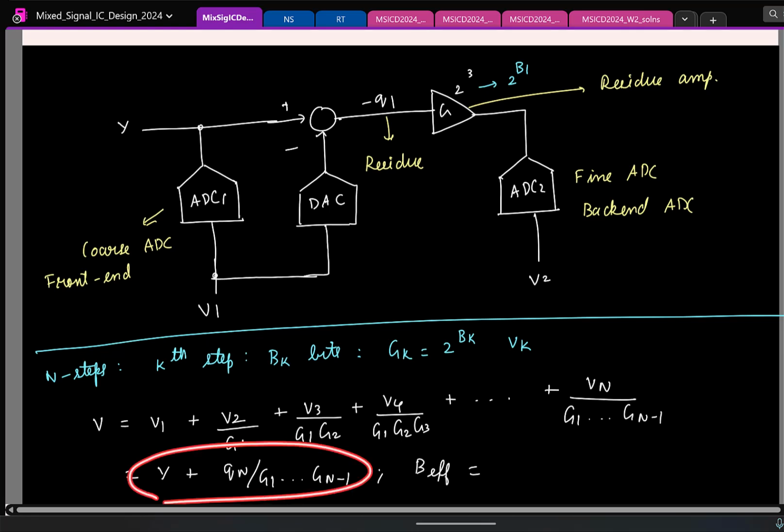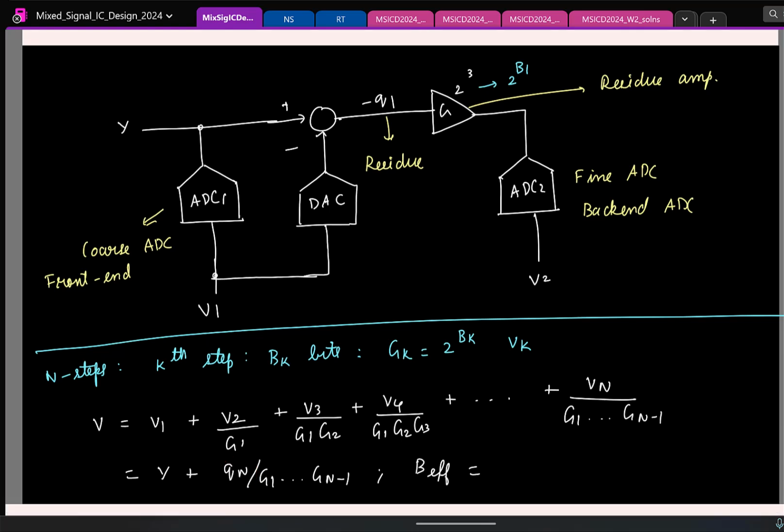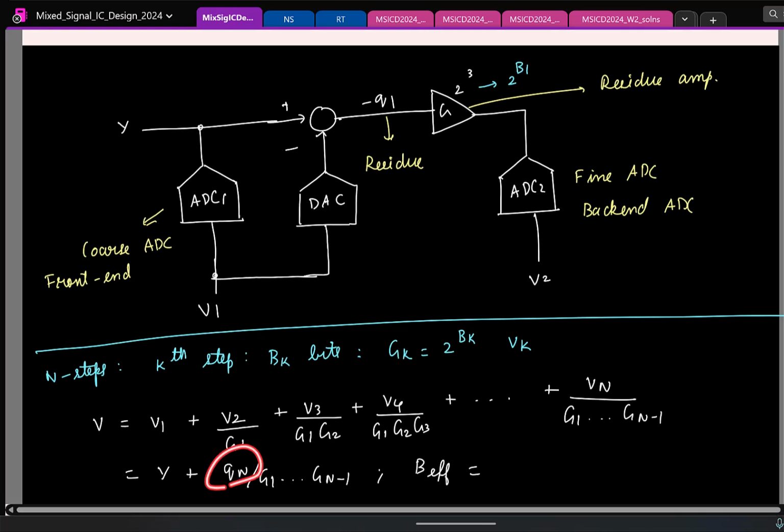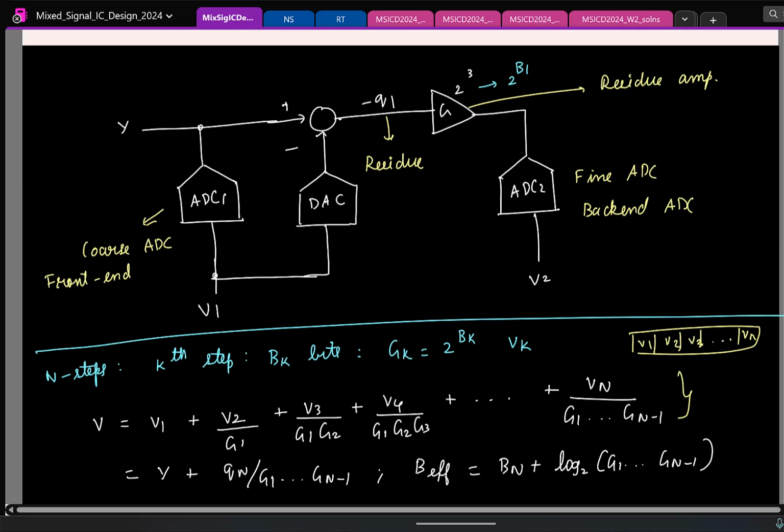This is the final output. What is the effective resolution I have? Qn comes from an ADC with Bn bits of resolution. So this will be Bn plus, let us say in general, log to the base 2 of the gains, and even this addition operation is trivial. You just take all the data V1, V2, V3 and just keep padding them to get the final results.